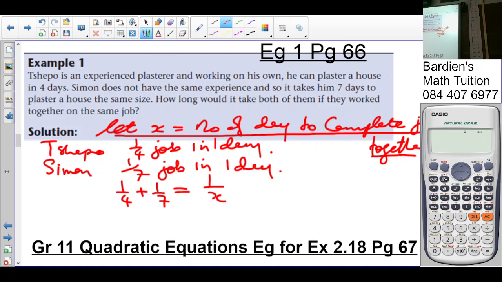So that means together they will complete 1/x in a day. People, what's my LCM here? LCM is 28x. Not so?